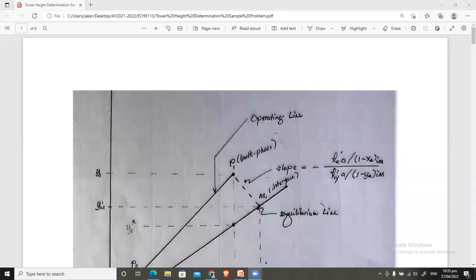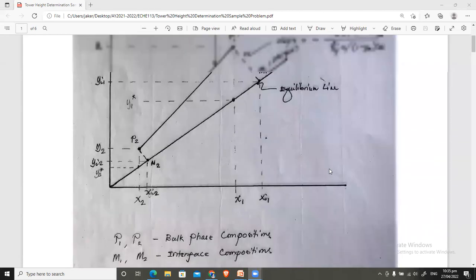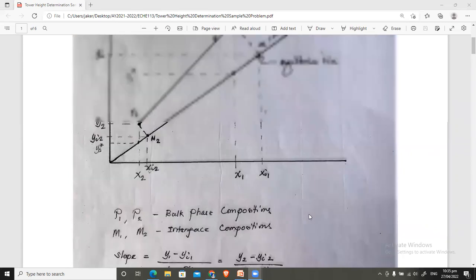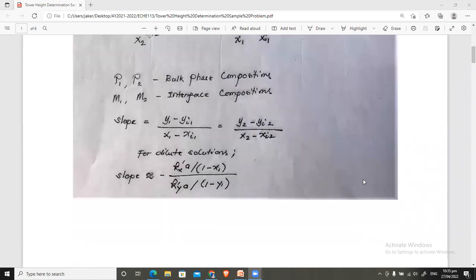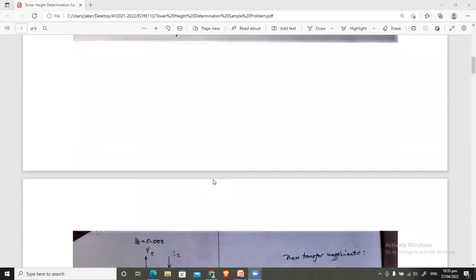So if the solution is dilute, just like in the case of our sample problem, we can opt to use this simplified version. So instead of dividing by 1 minus x sub a subscript im, same thing here in the denominator, we can simply divide by 1 minus x1 for the numerator and 1 minus y1 for the denominator. Okay? Now, let's go to our problem.